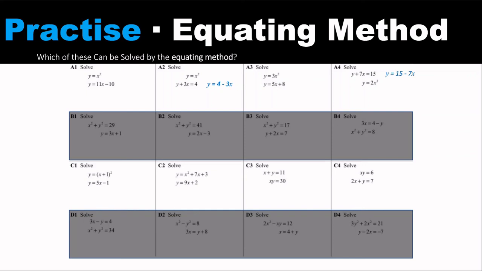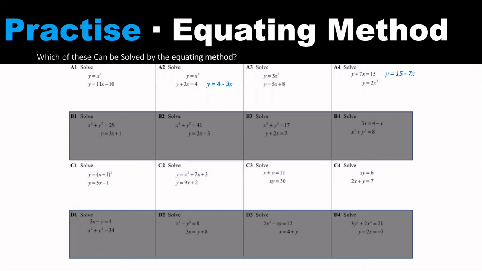For row C, question 1 is already in the format where y is the subject. However, in the first equation, you're going to want to expand that out. So write that as y equals x plus 1 times x plus 1, and expand those brackets out into their 3-term quadratic form. Question 2 is already in the format where y is the subject.